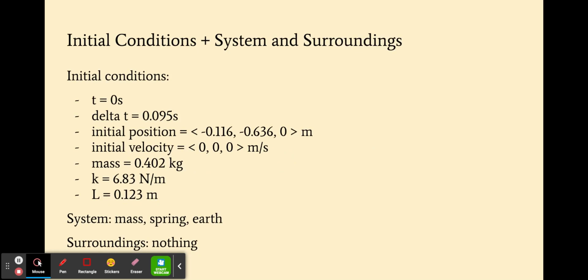The initial conditions time was 0. The delta t in Tracker was 0.095 seconds between each time frame. The initial position, the initial velocity was 0. The mass, the spring constant, and then the initial length of the spring, the relaxed length. And then the system was mass, spring, and earth, and the surroundings was nothing.